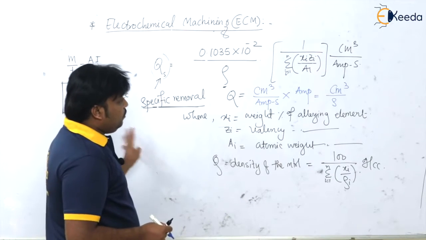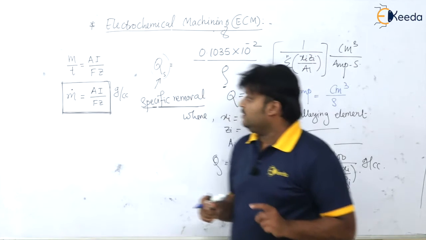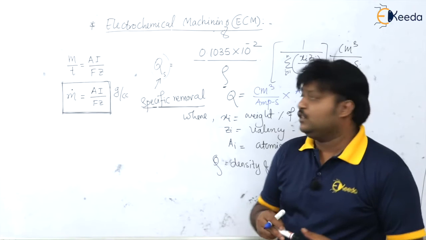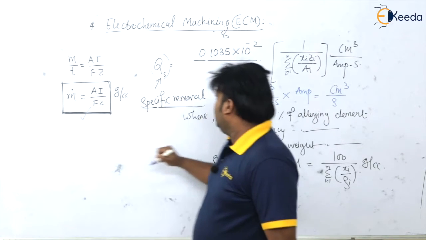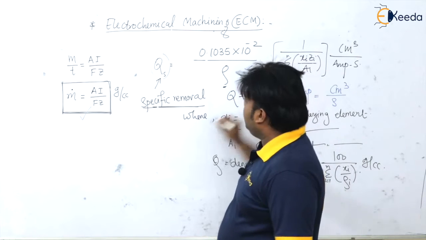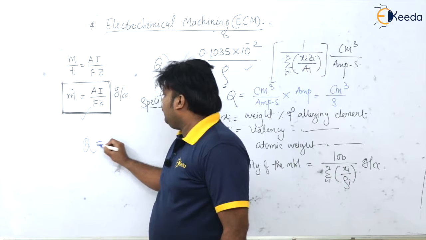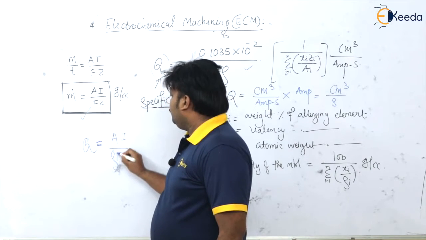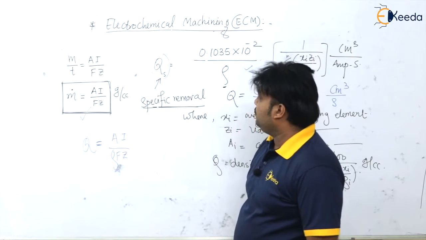On these formulas, many times questions are asked. Let us see one or two questions based on this. Which formula? This formula, and our material removal rate for the pure material, the pure anode, is A I divided by rho times F z. Okay, please remember this.